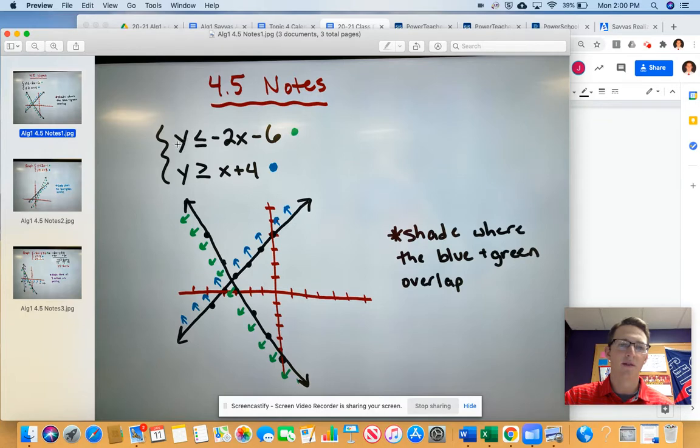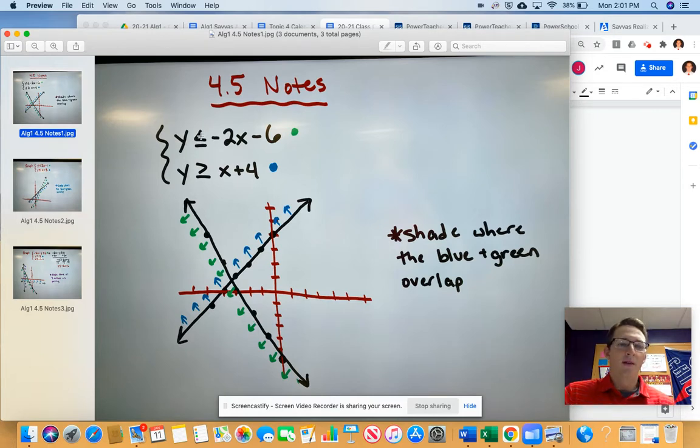So if we have this system, our first equation, which will be represented by the green arrows, is y is less than or equal to negative 2x minus 6. But when we graph this, we are going to graph it almost just like a normal line. So our y-intercept is negative 6, and our slope is down 2 and over 1. Or you could also think of it as up 2 and backwards 1. So this is our first line right here. And the reason that it's a solid line is because it's a less than or equal to sign.